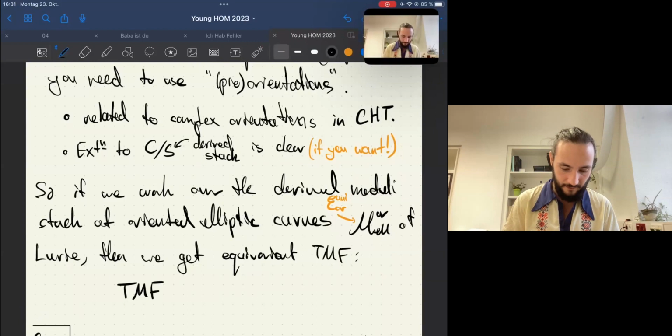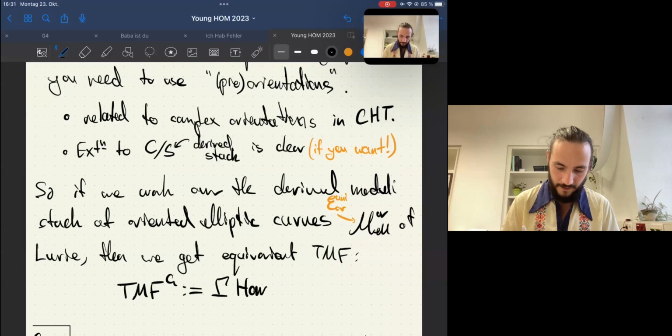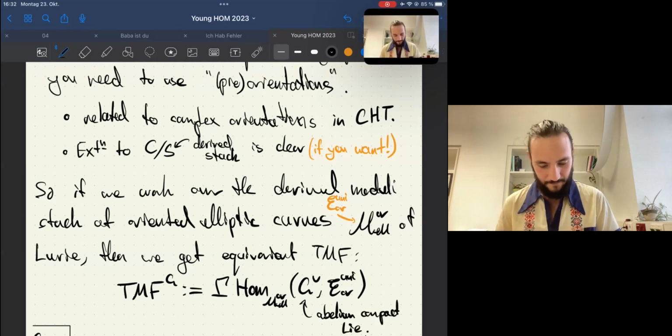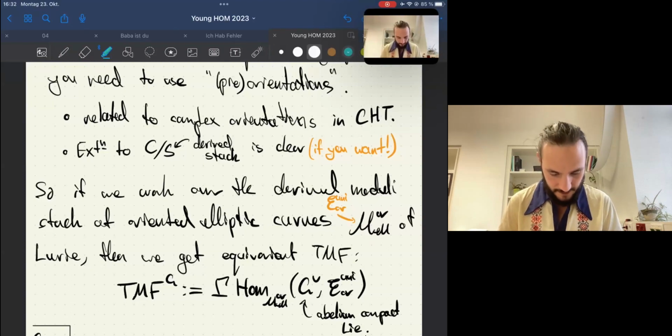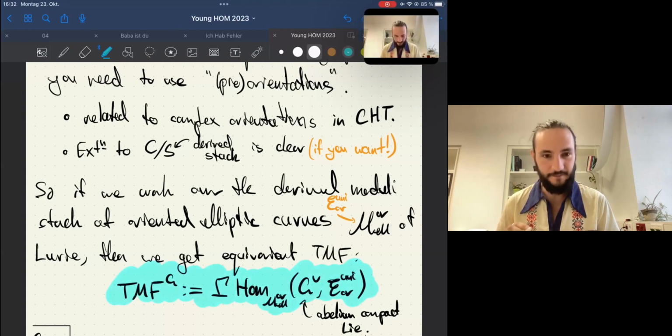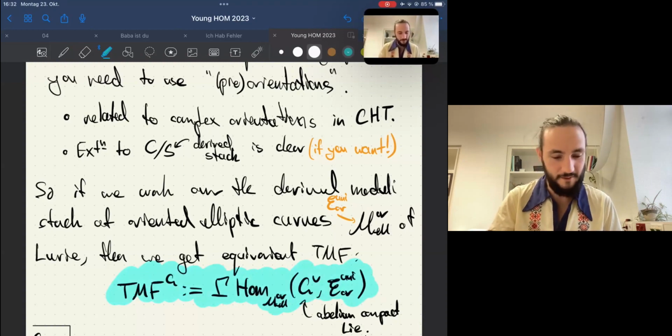So I'll write it like this: just as the global sections of Hom now over this moduli stack, from G dual going into the universal oriented elliptic curve. And again, let's take G to be abelian, compact. Okay, cool. I like writing down these definitions and I like seeing them written down. Very nice. Are there any other questions at the moment?